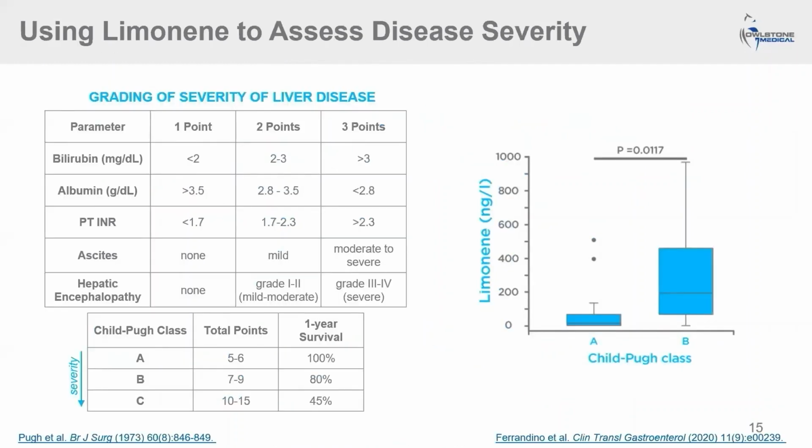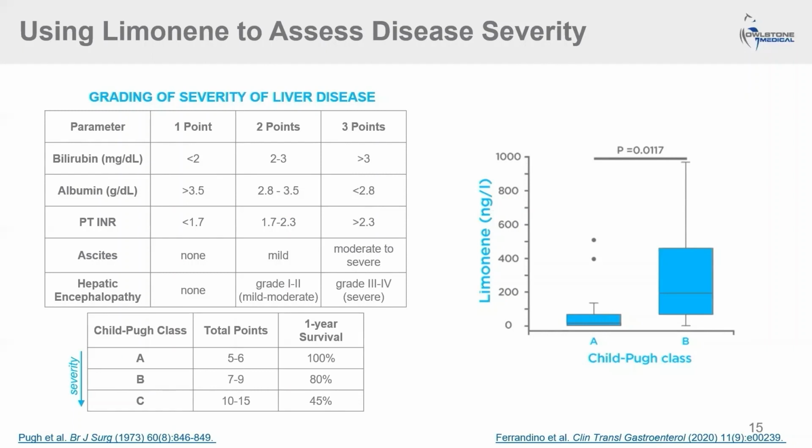Bilirubin, albumin, and INR are used in conjunction with other clinical markers to calculate a Child-Pugh score and assign a Child-Pugh class, which is reflective of the severity of disease in patients with cirrhosis. Individuals classified in Group A have less severe disease than individuals classified in Group B or C. Those in Group C have the most severe disease and the lowest survival rates. When we stratified cirrhotic patients by Child-Pugh class, we found that breath limonene levels in Class B were significantly greater than those in Class A, consistent with the increased severity of disease in Class B.